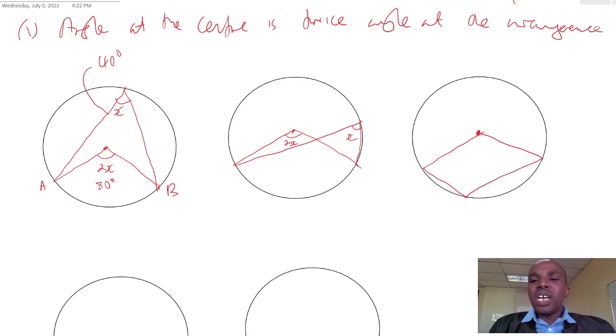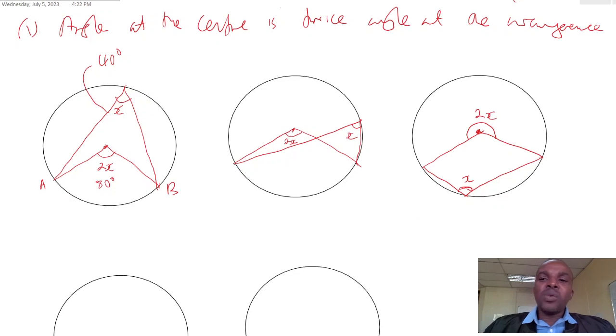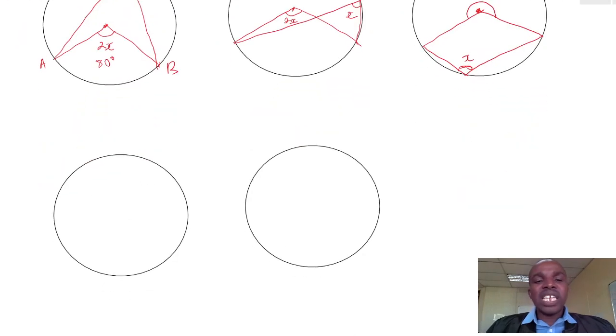Then it can also be presented in this form. It's a quadrilateral, actually. Then angle at the circumference is this one. That will be x. At the center is this one. It will be 2x. That is twice the angle at the circumference. So these are the different forms that you can see based on theory number one. Angle at the center is twice angle at the circumference.